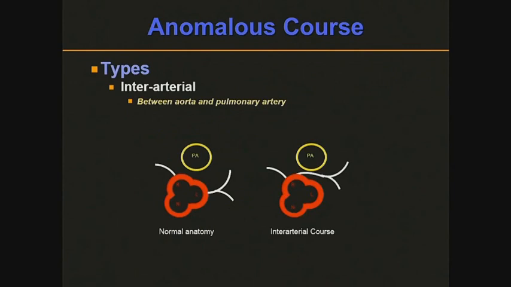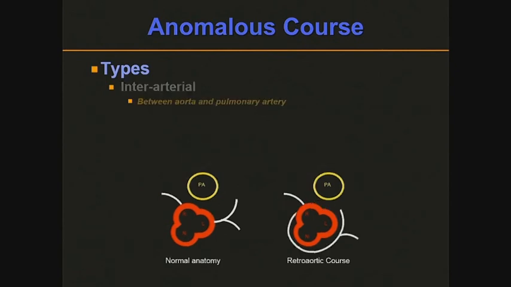In terms of getting into the courses, the first type is an intra-arterial course. This is what we used to call a malignant variant. An anomalous coronary artery travels between the aortic root and the pulmonary artery. If it's a retroaortic course, it goes behind the aortic root, so it's basically between the aorta and the atria behind it.